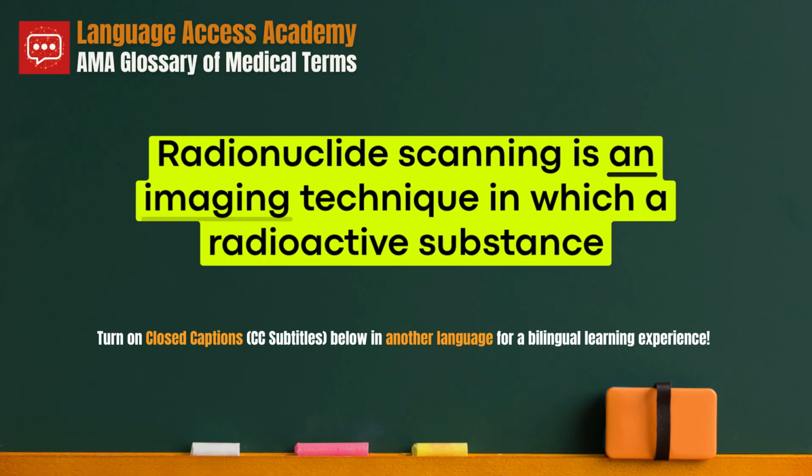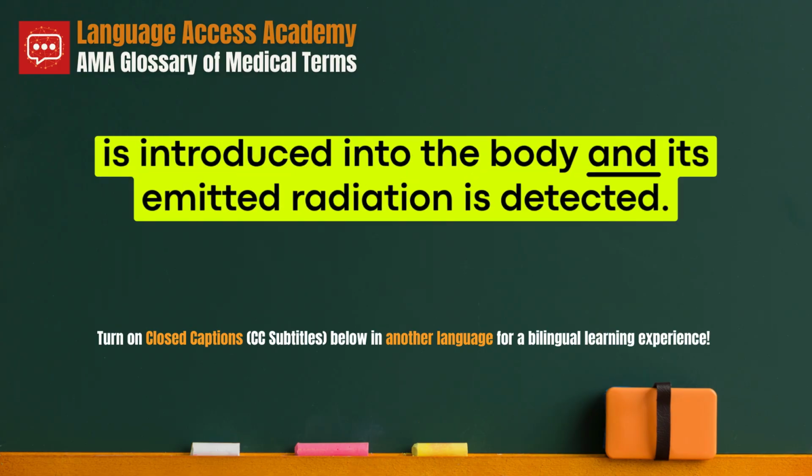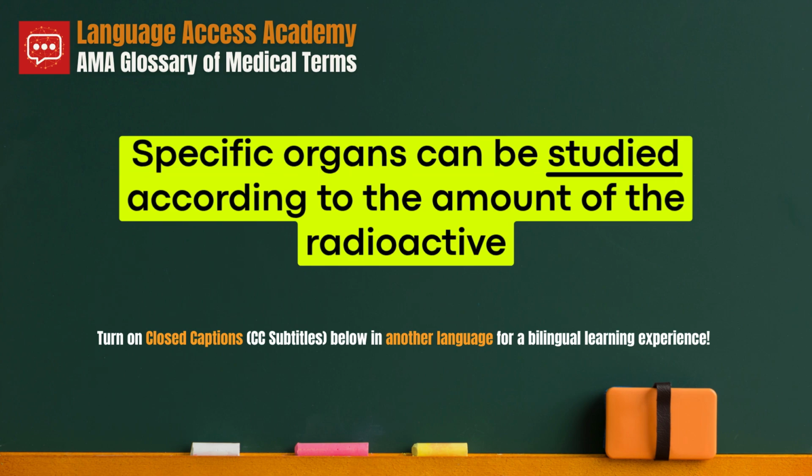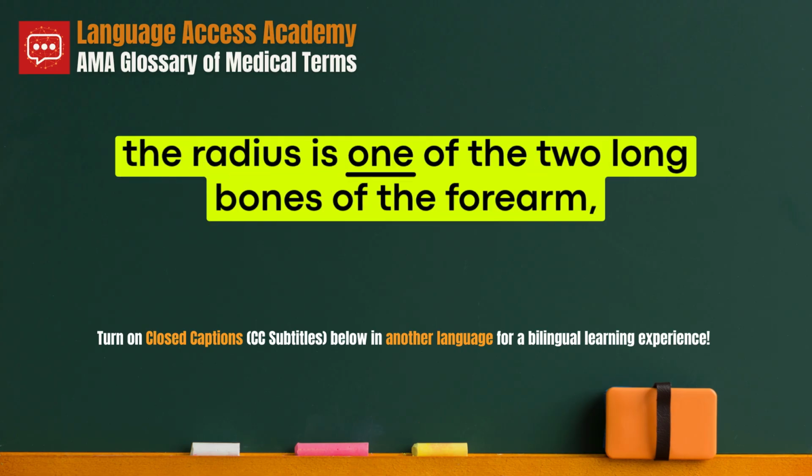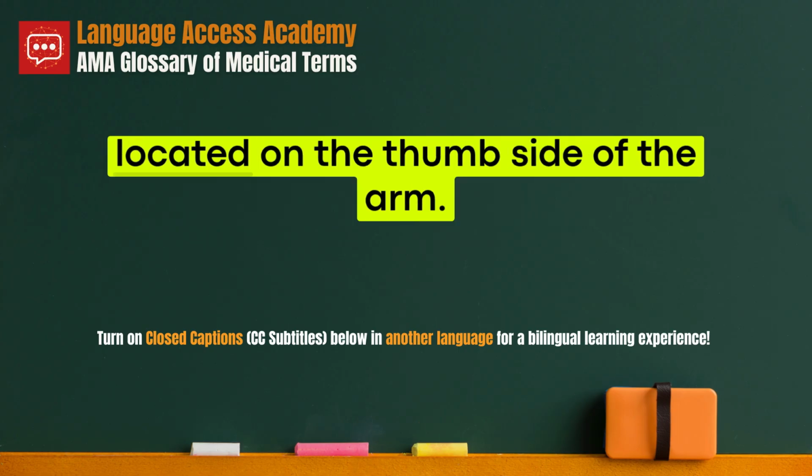Radionuclide scanning is an imaging technique in which a radioactive substance is introduced into the body and its emitted radiation is detected. Specific organs can be studied according to the amount of the radioactive substance they absorb. Moving to the skeletal system, the radius is one of the two long bones of the forearm, located on the thumb side of the arm.